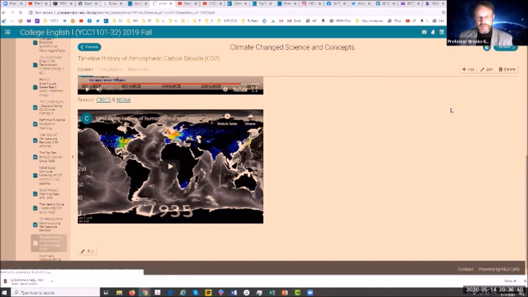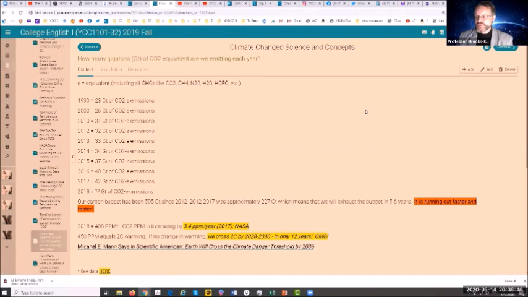All right, so now we're getting into how many gigatons of CO2 equivalent emissions we emit. This little E right here is really important, because usually when you hear how many tons of CO2 we have emitted, what's our carbon budget, you have to include all the greenhouse gases. You need to include CO2, CH4, nitrous oxide, water vapor, and HCFCs.